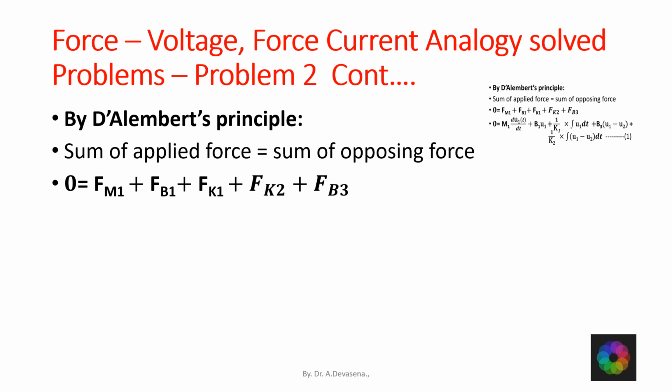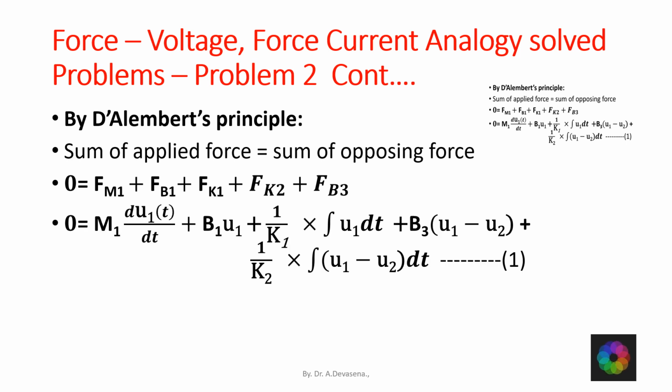If we substitute these values of opposing forces in the above equation, we get 0 is equal to M1 dv1(t)/dt, because we have represented the mass in terms of acceleration, that is the rate of change of velocity, plus B1 v1 plus 1/K1 integral of v1 dt plus B3 (v1 minus v2) plus 1/K2 integral of (v1 minus v2) dt. Consider this as equation 1. Equation 1 represents the force balance equation for the given problem 2.